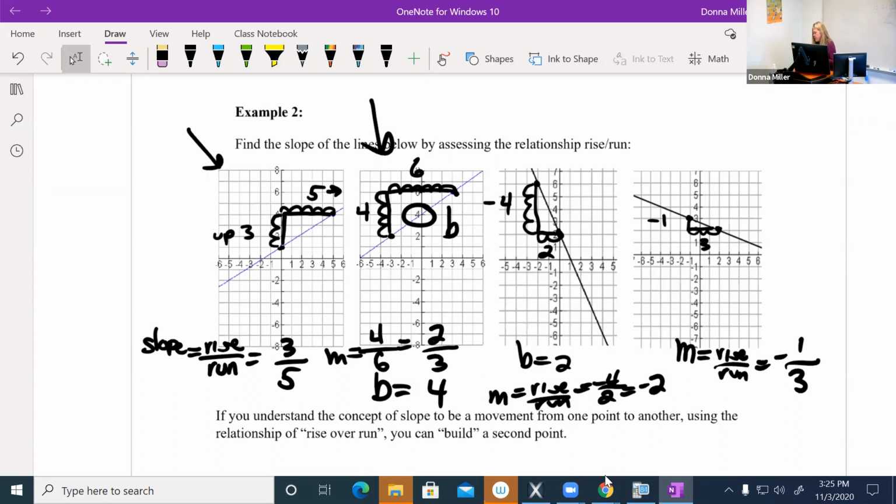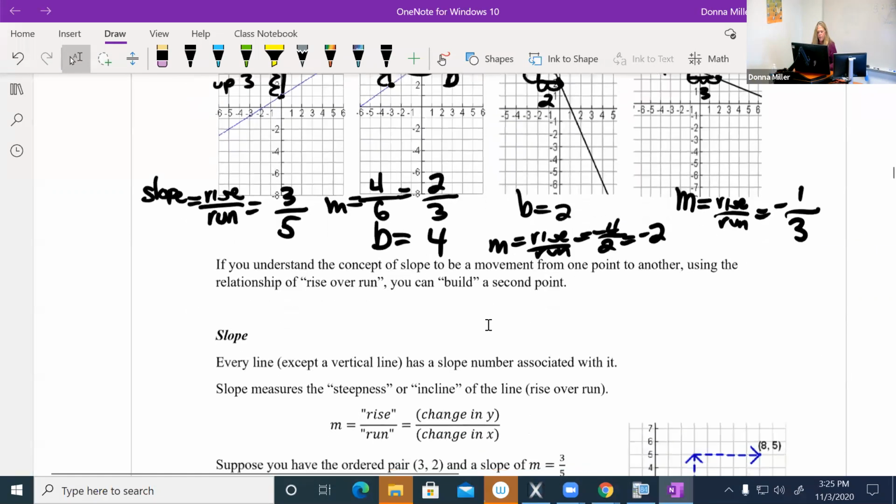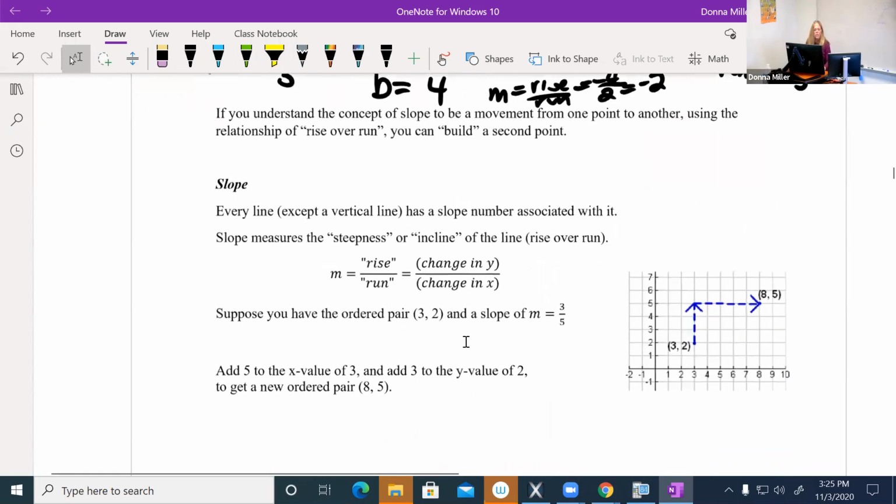Now she's doing something here that you might think is a little strange, and I get what she's doing. I'm going to try and explain this in a little more detail. She says, if you understand the concept of slope to be the movement from one point to another, using the relationship of rise over run, you can build a second point. The reason that you want to do that, if you have 2 points, you can plug them into the calculator and get the equation of the line. So all you need are 2 points, all right? So we're going to talk about how to get the second point.